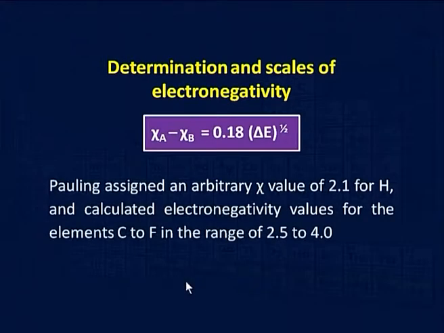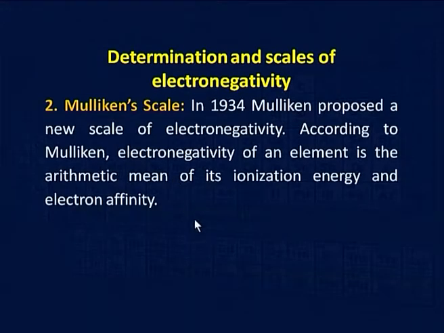So, Pauling assigned an arbitrary chi value of 2.1 for hydrogen and calculated the electronegativity values of elements from carbon to fluorine in the range of 2.5 to 4. So, arbitrarily he assigned a value of 2.1 for the hydrogen atom, and by substituting these values in the above equation, he found that the values for carbon, nitrogen, oxygen and fluorine range between 2.5 to 4. Then another scale is the Mulliken scale.